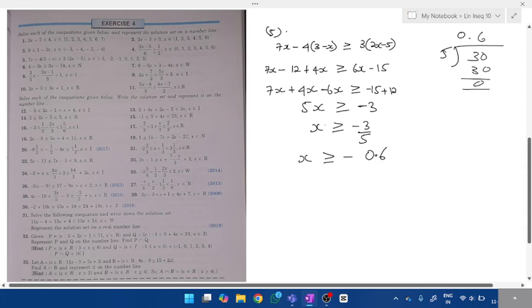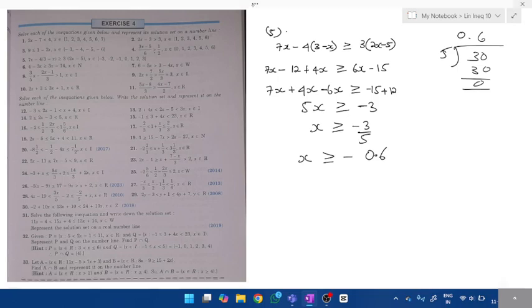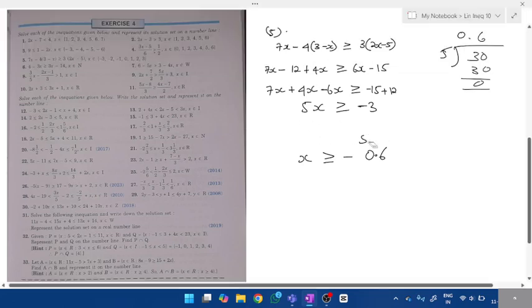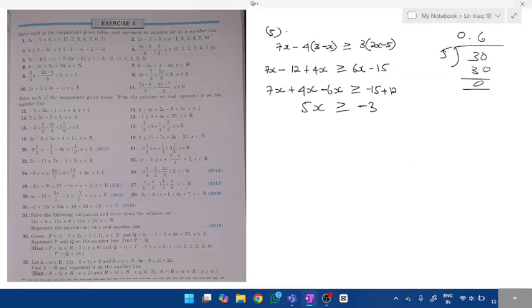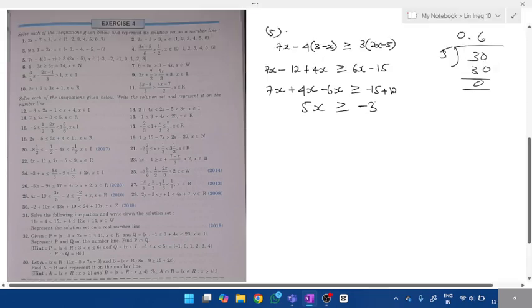But what's the rule? Only if you're dividing by a negative 5, you change the sign, right? Yes, sir. Look here. Minus 3, it doesn't matter, because minus 3 is on the right hand side. If it was minus 5x greater than 3, now tell me, how will you solve this? x is lesser than or equal to 3 by minus 5. Then the sign should change. Understood?